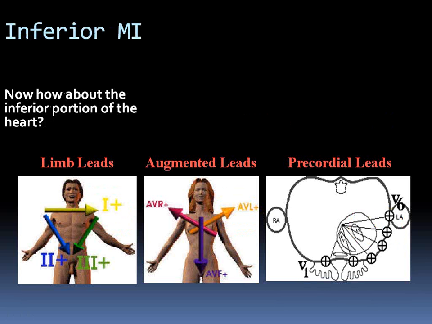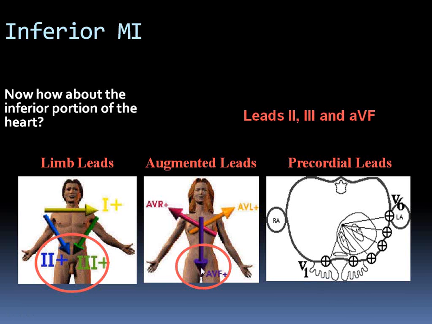Now let's look at the leads that will tell us about the inferior part of the heart. See how this arrow is pointing down. 2, 3, and AVF are the leads that will tell us if there is an inferior myocardial infarction. So ST elevations in leads 2, 3, and AVF are consistent with an inferior MI.